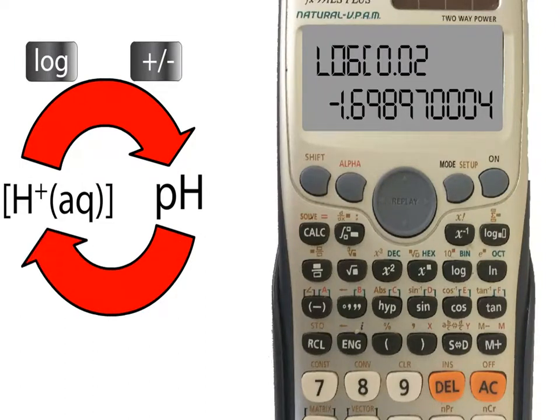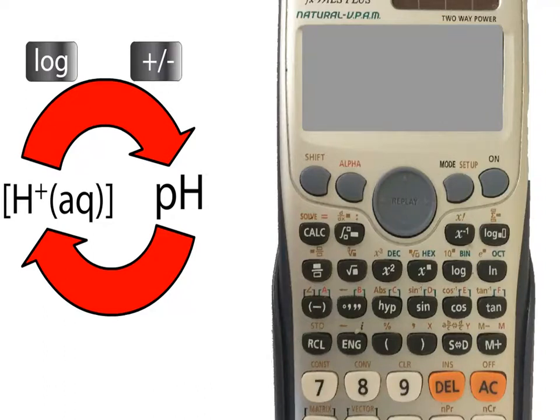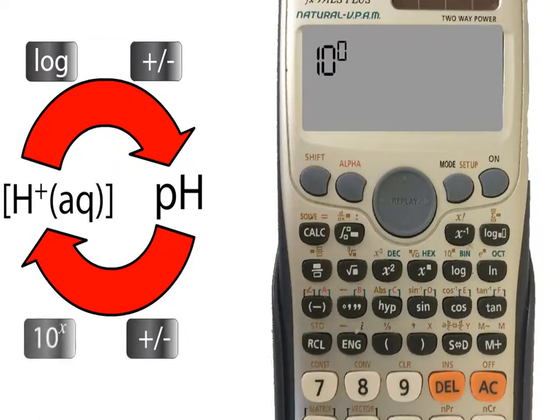To go back the other way and convert pH to hydrogen ion concentration, we perform the inverse operations. We take our pH value and change the sign, and then we press the 10 to the power key. To obtain this function on this calculator, we first need to press the shift key and then this button. We then enter in negative 1.7 and press equals.